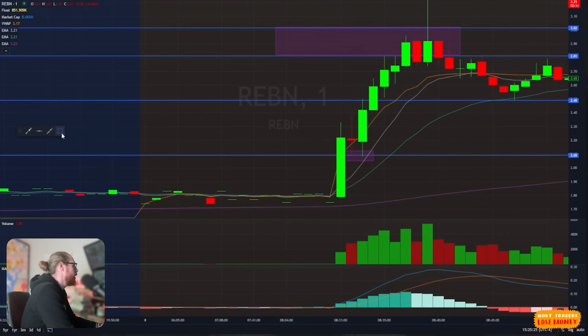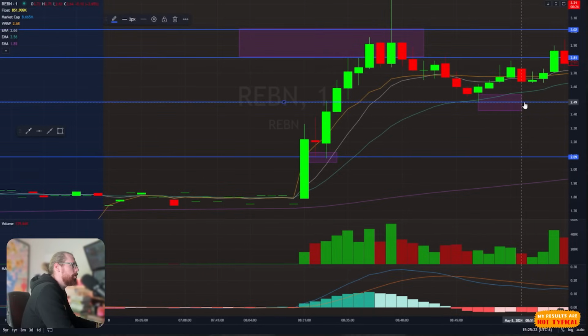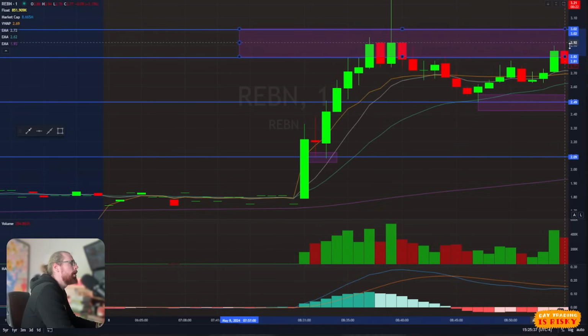So now I'm going to draw a little bit of a demand zone starting here, and I'm going to put it about 10 cents on either side of the price. We'll move this forward as we keep going. Okay, so now watch what happens here. We've got demand down here. We bounced off this level.